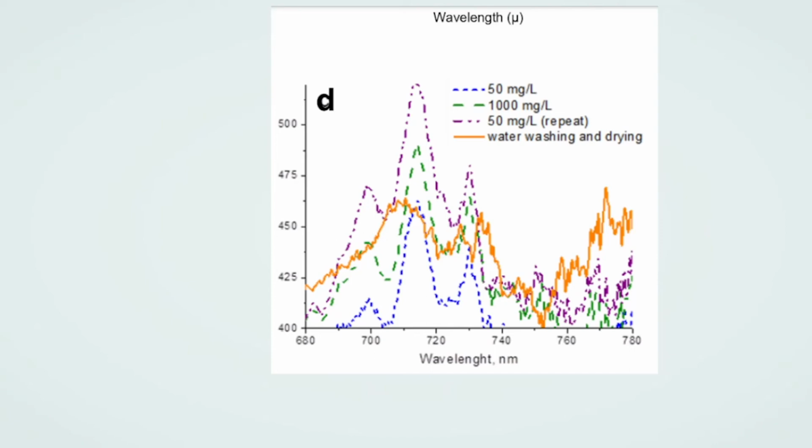At the end, we have the different concentrations of the solutions towards alizarin, and we have water, washer, and dyeing, and we have different amounts of concentration, like 50 for blue, 1000 for green, and 50 for purple.